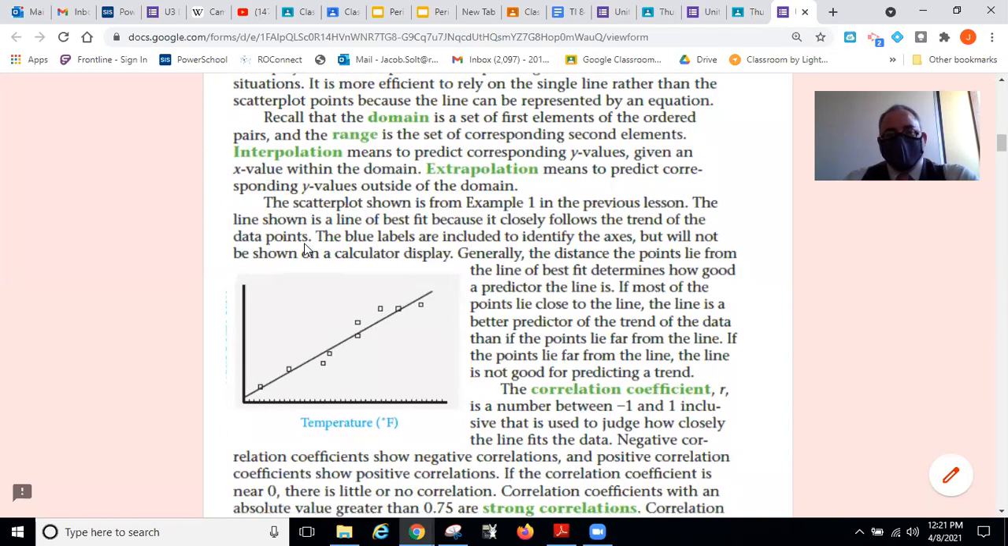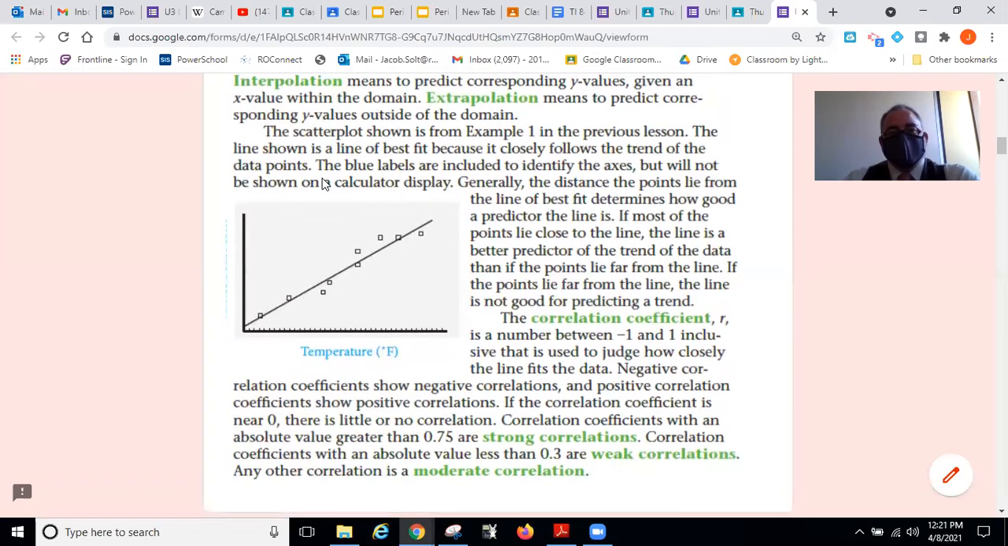All right, the scatter plot. I pulled this from a textbook just to give you some idea. The scatter plot shown from a previous lesson has a line of best fit. All right, this is the line of best fit that closely follows the trend of the data points. The blue labels, and I have temperature as one blue label. I cut off the label here on the y-axis. The blue labels are used to identify the axes, but will not be shown on the calculator display. So if we do this on our calculator, it's not there.